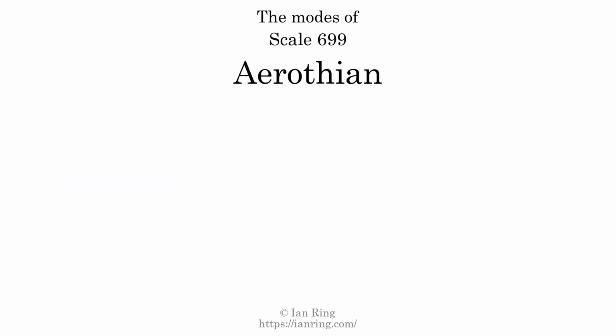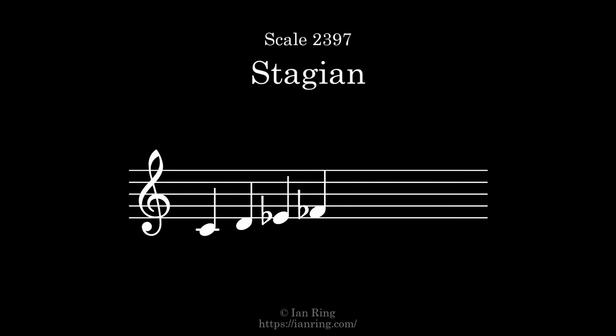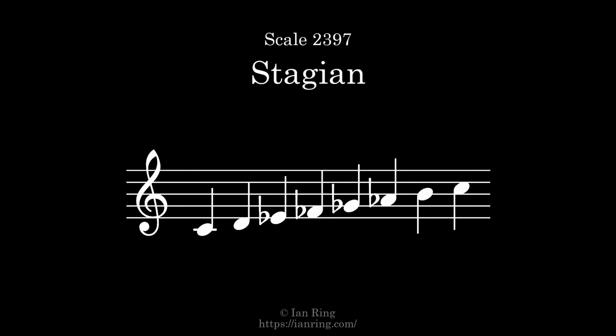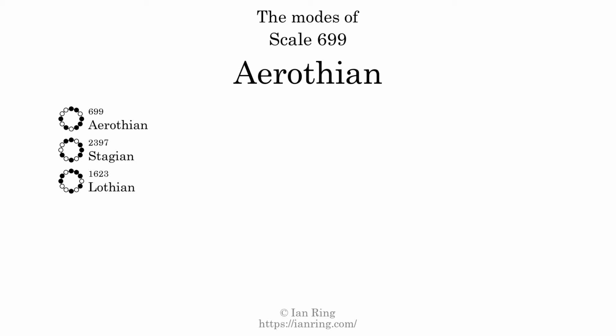This scale has 7 modes. The first mode is itself. The second mode is scale 2397, also known as Stagion. It sounds like this. The third mode is scale 1623, also known as Aerothian. It sounds like this.